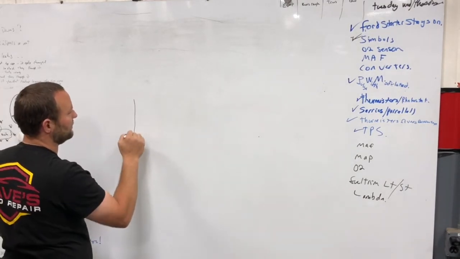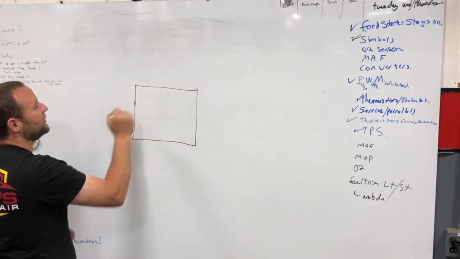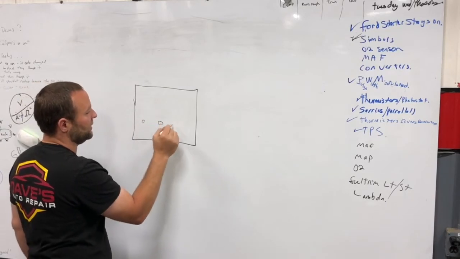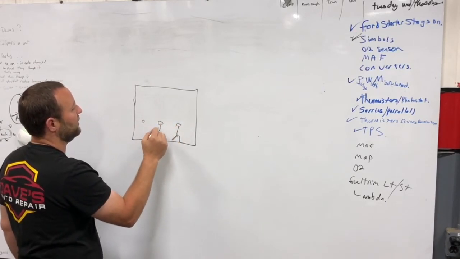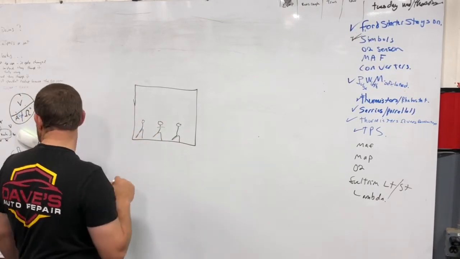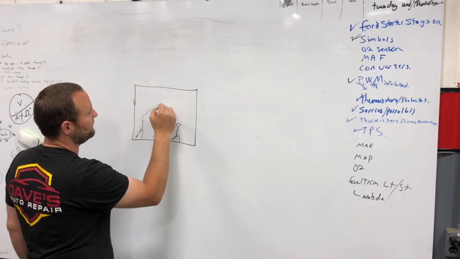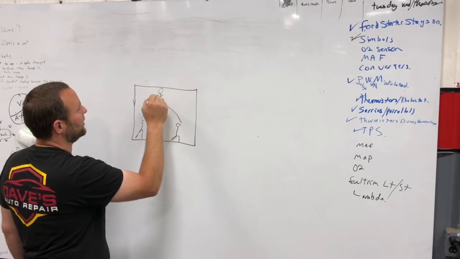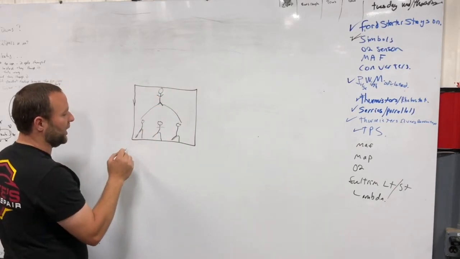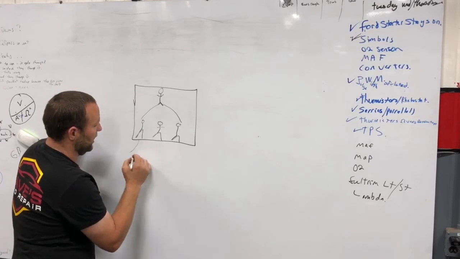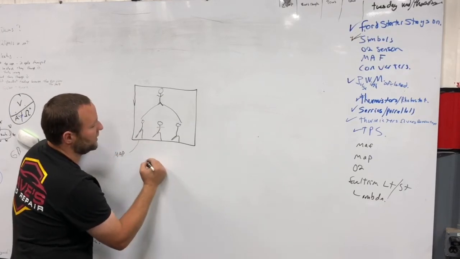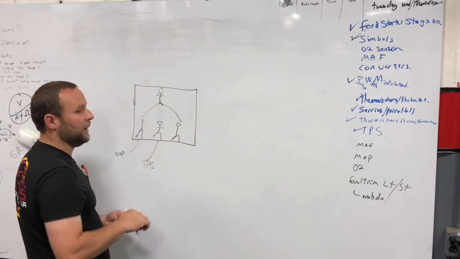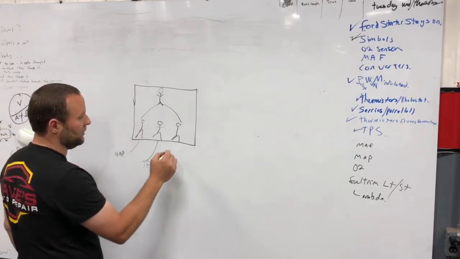So we're gonna talk about the comparator. Okay? This little dude right here. He's an executive. He actually is on top of a bunch of little guys. Executive here. Good boy, executive. He does what he's told every time. So let's say this guy here is looking at MAP. This guy here is looking at TPS. This guy here is MAP, TPS, and RPM.